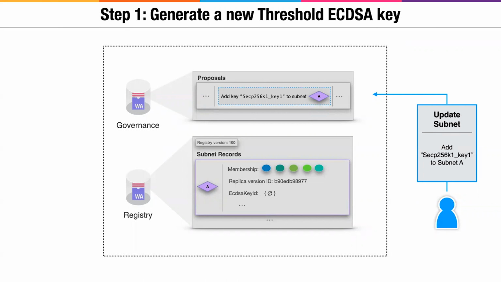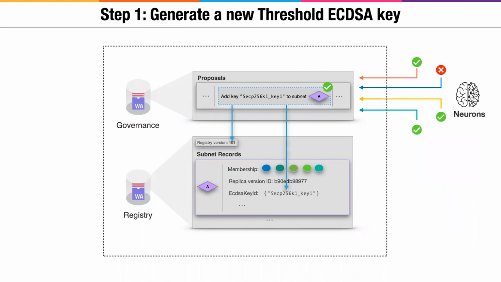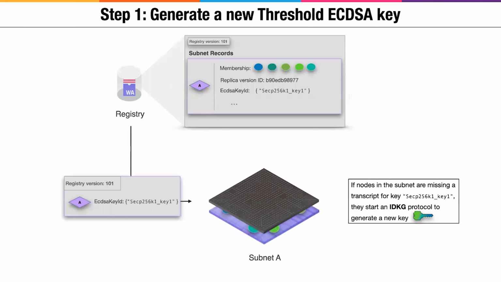So going back to the proposal, this protocol will be initiated by a request to add a new key identifier to a given subnet. This looks exactly like any other proposal. As usual, neurons will vote on it, and if this proposal is approved, when it's executed, the only thing it will do is update the subnet records to include this new key ID on the subnet. As usual, whenever there's a registry change, the registry version also gets increased.